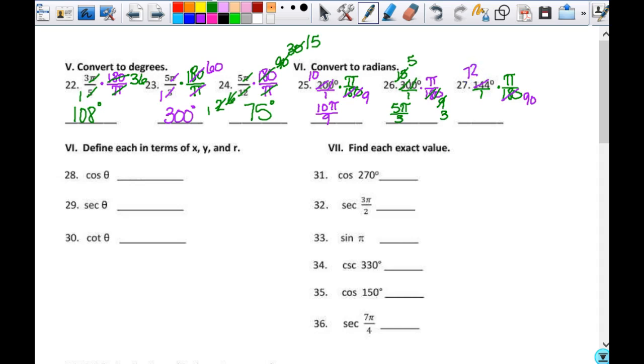All right, well, 72 and 90, they're both divisible by 9, right? So that would give me 8 here and 10 here. Okay, so now they're even. So this gives me 5 when I divide by 2. This gives me 4 when I divide by 2. Now I can't reduce anymore. My numerator is 4 pi. My denominator is 5.